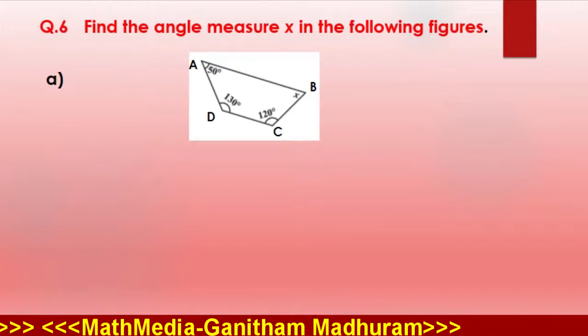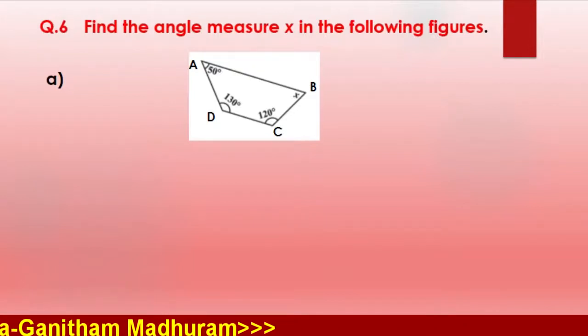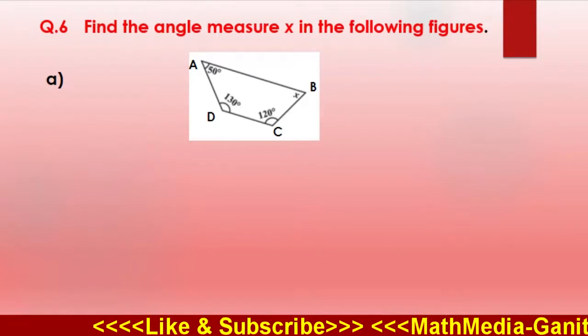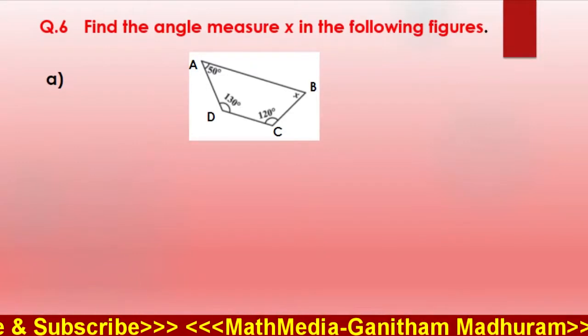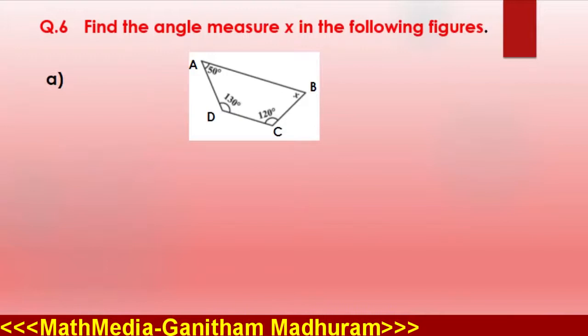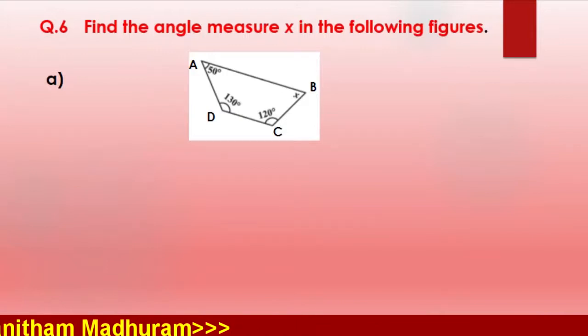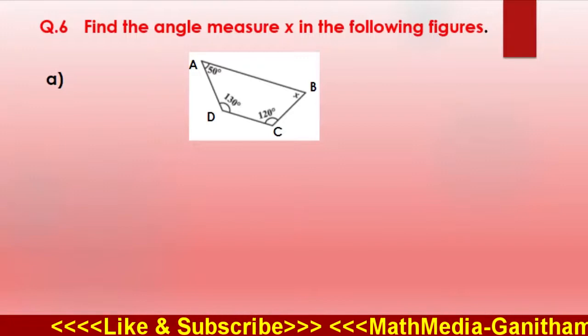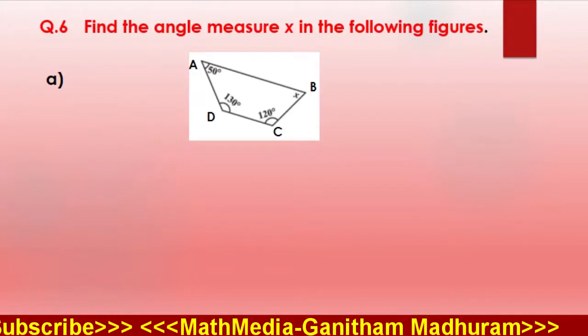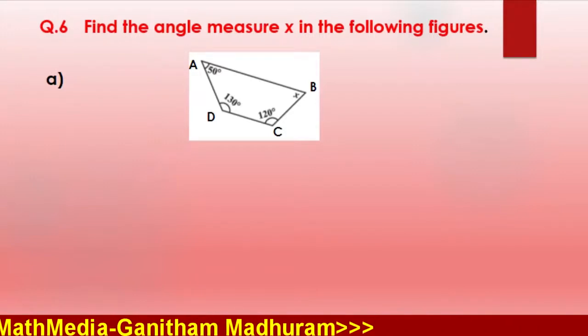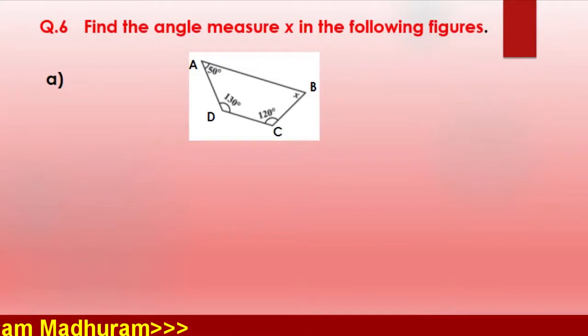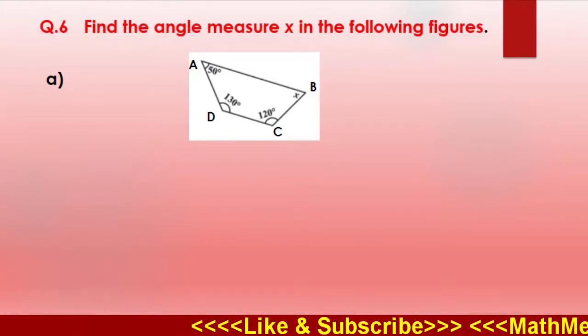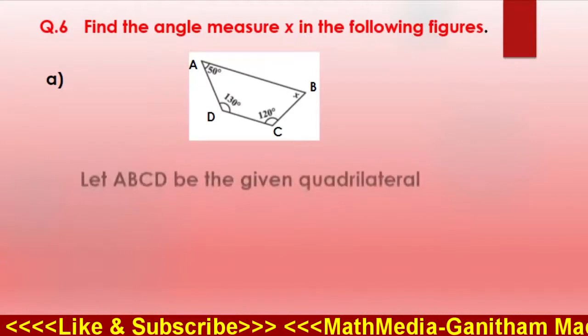In our first question, a quadrilateral is given and angle B of the quadrilateral is x. We have to find angle B. We know that the sum of angles of a quadrilateral is 360 degrees. So by using the angle sum property of a quadrilateral, we can easily find the variable x. Let's see how to solve.